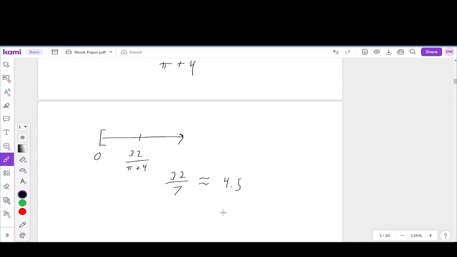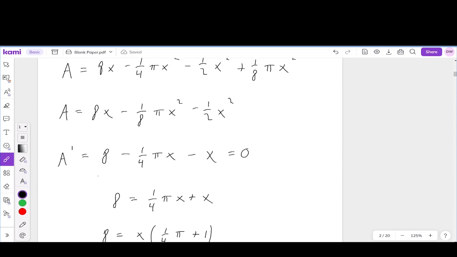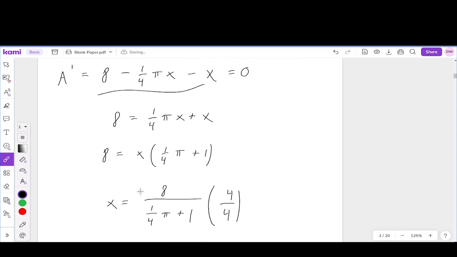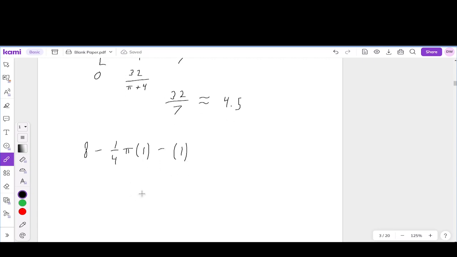And you can do that in your head, or you can at least say, well, this number is greater than 1, but less than 10. Like, there's a lot of different ways you can do that here. So for the number that's less, I'm just going to choose 1. Very easy number. But what am I plugging 1 into? I'm plugging into the first derivative, which was 8 minus 1/4 pi x minus x. 8 minus 1/4 pi x, where x is 1, minus x, again, x is 1. And I don't care about the number. I just care if it's a positive or a negative number.